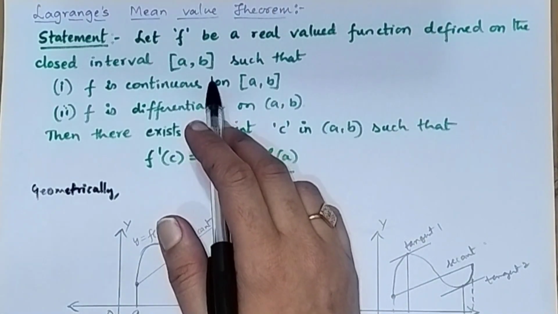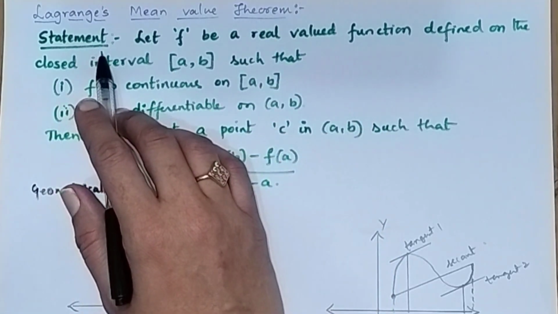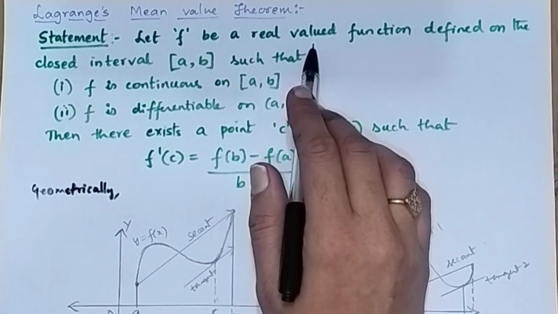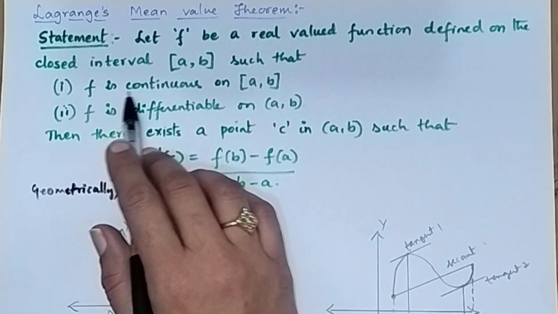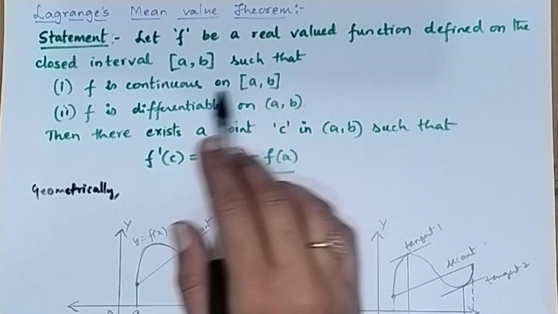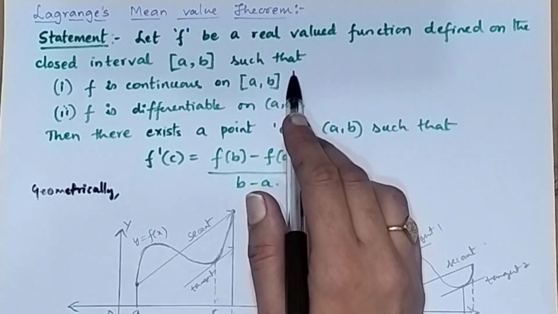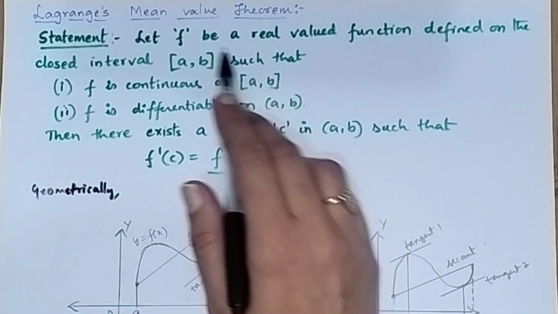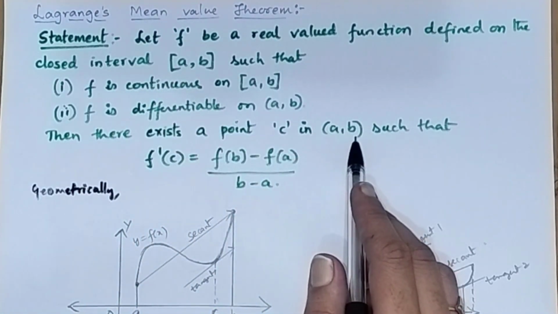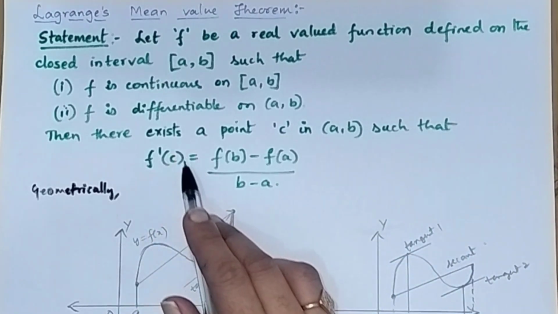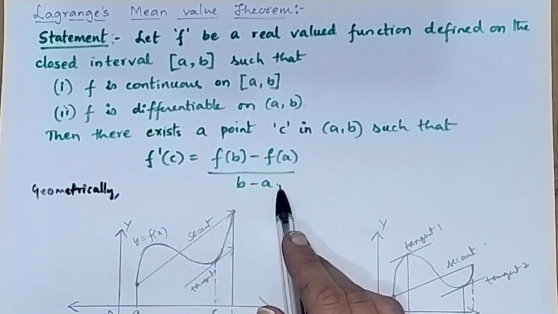In this video, I'll explain the proof of Lagrange's mean value theorem. See the statement of Lagrange's mean value theorem. Let f be a real valued function defined on the closed interval [a, b] such that f is continuous on the closed interval [a, b], and the second condition is f is differentiable on the open interval (a, b). If these two conditions are satisfied by f, then there exists a point c in the open interval (a, b) such that f'(c) equals (f(b) minus f(a)) divided by (b minus a).